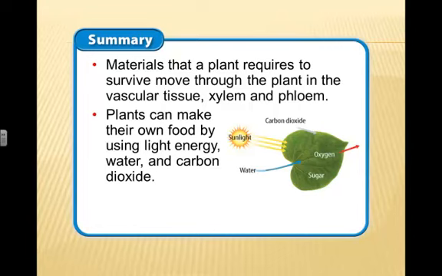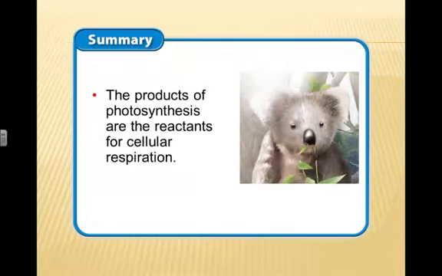So plants can make their own food by using light energy, water, and carbon dioxide. The products of photosynthesis are the reactants for cellular respiration. I like how God then recycles things. So we've got products of photosynthesis that are necessary as the ingredients. What are they? Glucose and oxygen.